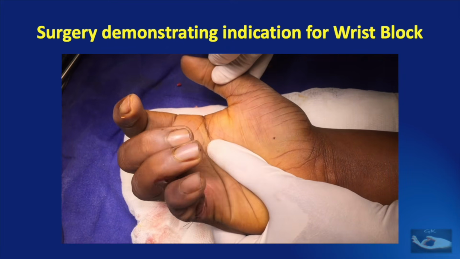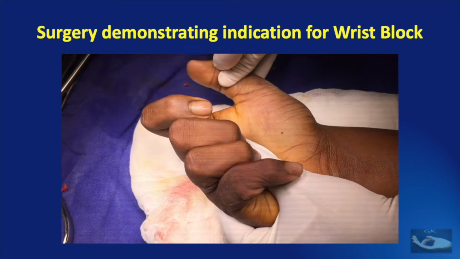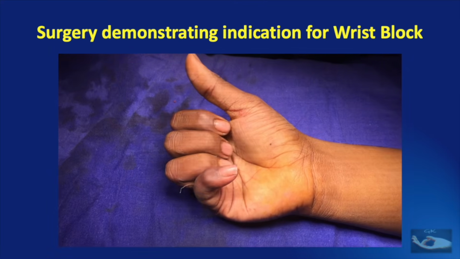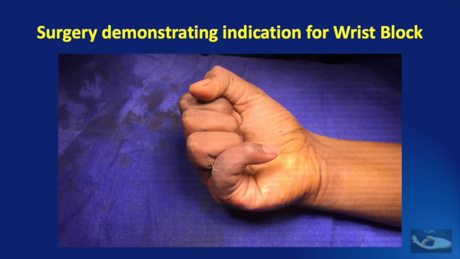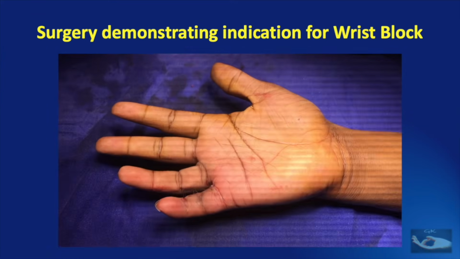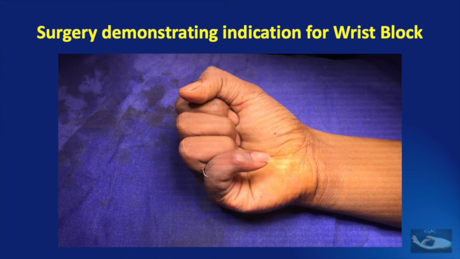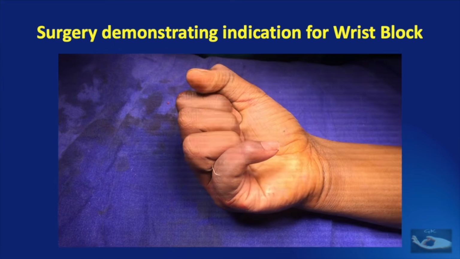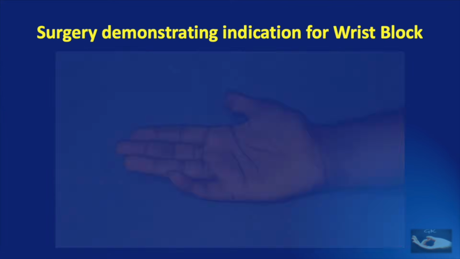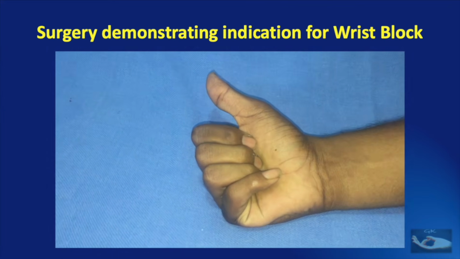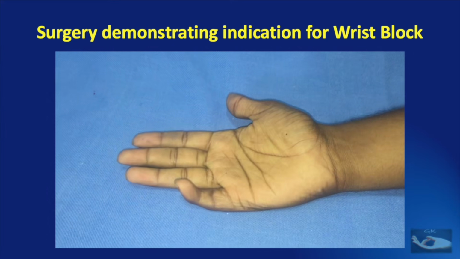Once it is confirmed that both the passive and active range have been achieved at the PIP joint, the skin can be closed and the patient can be asked to continue the mobilization to demonstrate full range of movement, which can be shown to the patient himself. This would serve as an incentive for the mobilization later, and this is the advantage of using the wrist block in such surgeries so that we can get good results.